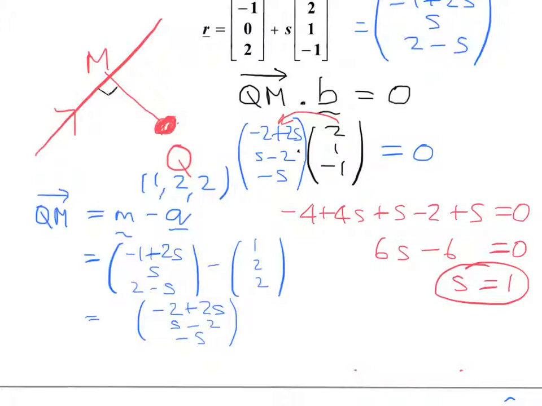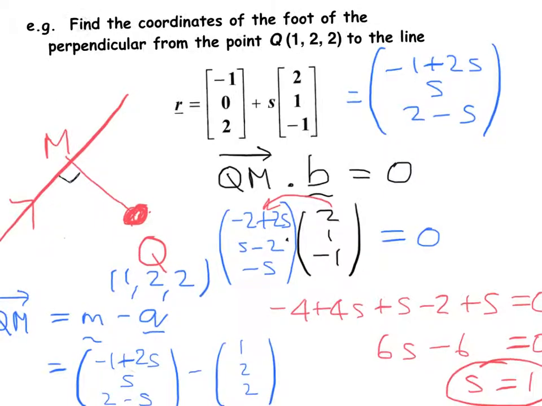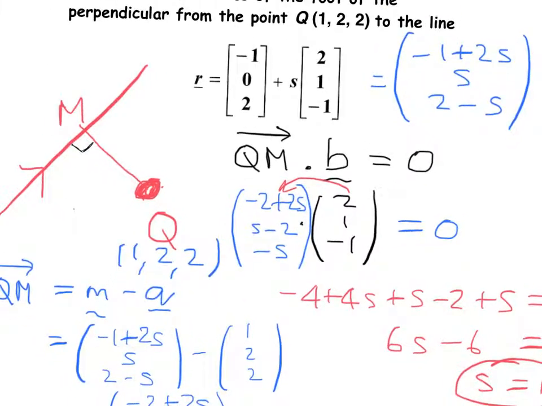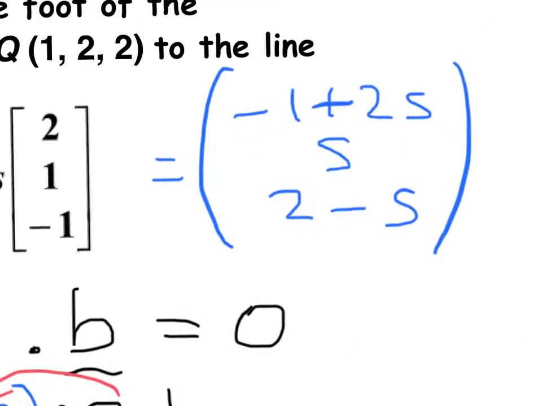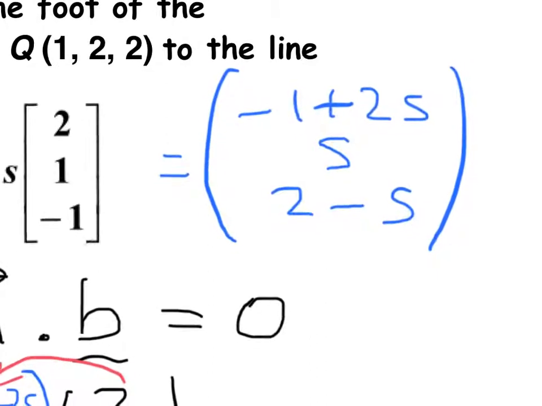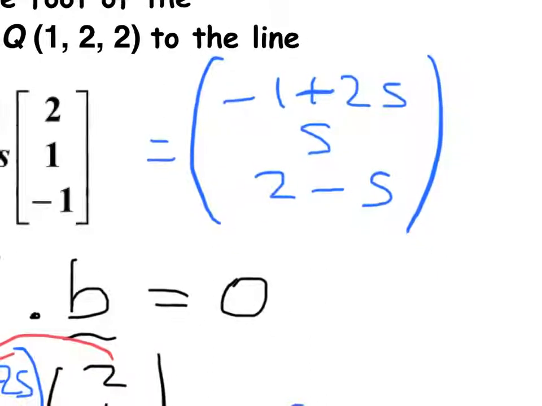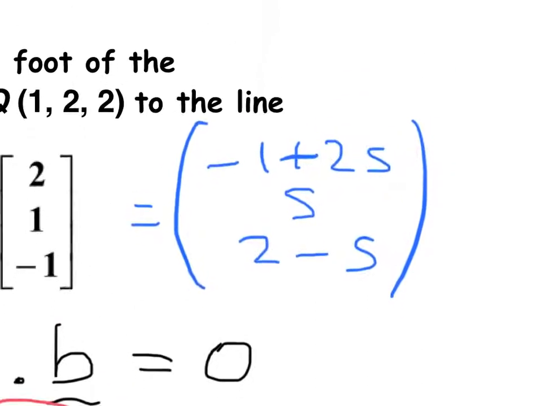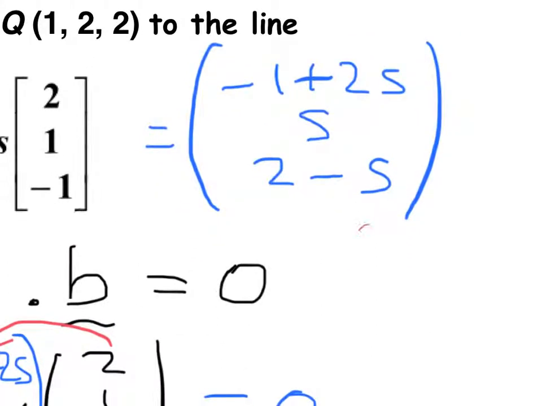So what's M? Well, we said that M is any point on the line. So we just have to replace s with 1 in this case, and we'll get the coordinates of M. If we replace s with 1, we get -1 plus 2, which is 1; 1; and 2 minus 1 is 1. So M is the point (1, 1, 1). That's the closest point.